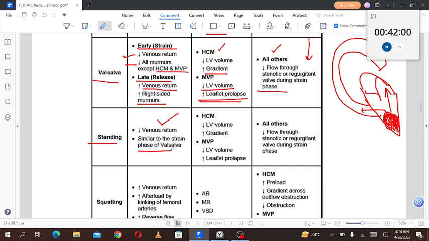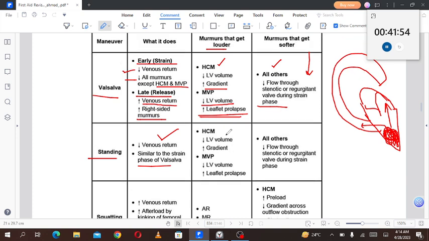It does not pool as such, but you may say that because the venous return is decreased to some extent, that is similar to the strain phase of Valsalva. Now again, if it is similar to the strain phase of Valsalva, there are two murmurs which will be exaggerated for the same reasons which we previously have seen, that is hypertrophic cardiomyopathy and mitral valve prolapse.